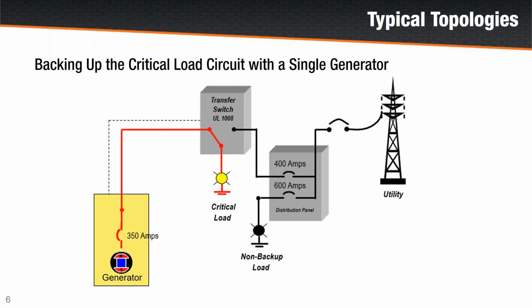Transfer switches can also be set up where we're not backing up all of the loads, we're just backing up part of the facility loads and we're just feeding it off of a sub panel. In this particular case, the transfer switch would have to be set up for 400 amps.